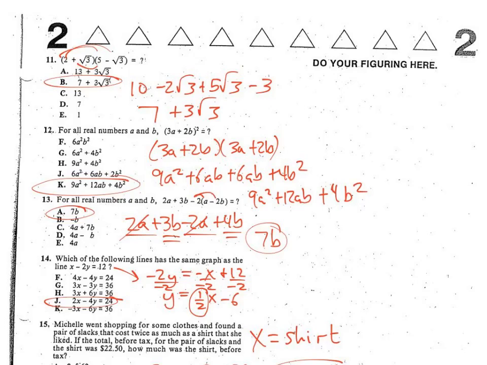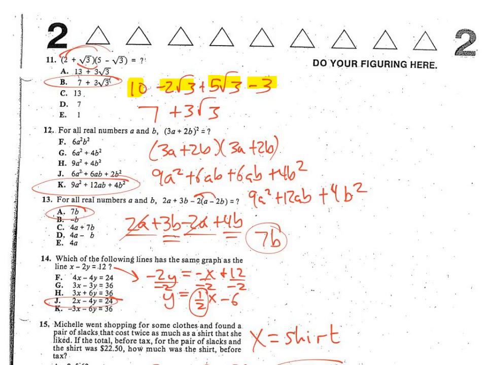For number 11, we are multiplying two binomials. So I would start by taking 2 times 5 to get 10, 2 times negative radical 3 to get negative 2 radical 3, radical 3 times 5 to get 5 radical 3, and radical 3 times negative radical 3 to get negative 3. And after multiplying everything out, I look to combine like terms. I can take the 10 minus the 3 to get 7, and the negative 2 radical 3 plus 5 radical 3 to get 3 radical 3.